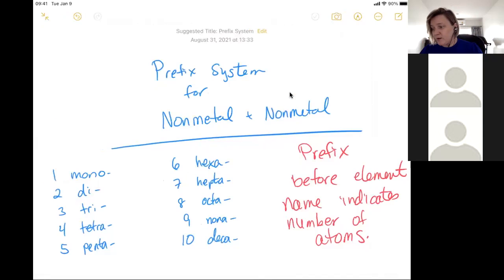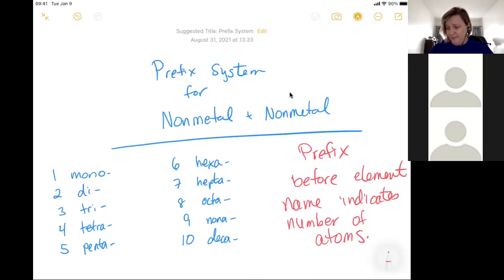So in this case, we're going to use something that's called the prefix system. And we use these prefixes to indicate the number of atoms, because nonmetals are all negative charge. So it has nothing to do with charge anymore. When you're putting formulas together, you're only looking at the name of the compound. You're not looking at charge at all. So forget about charge for the last kind.